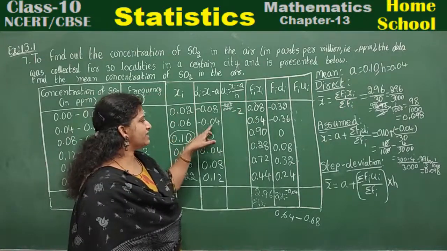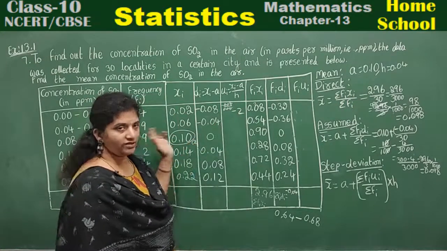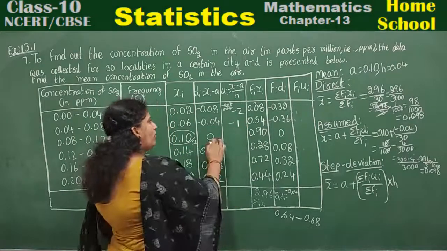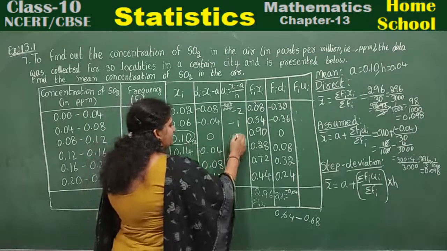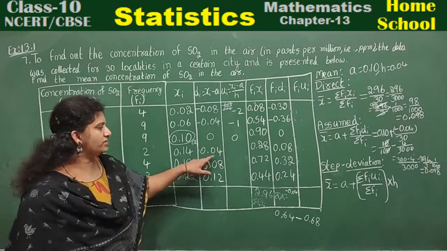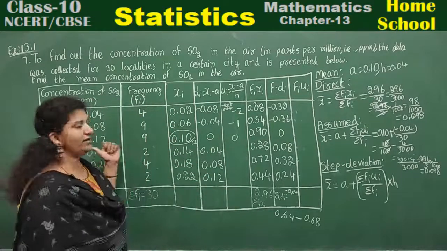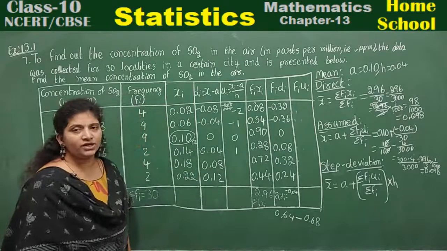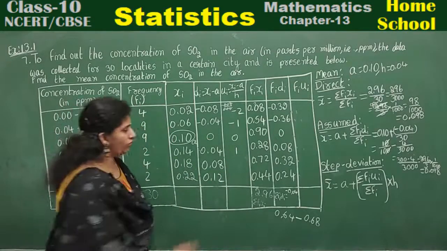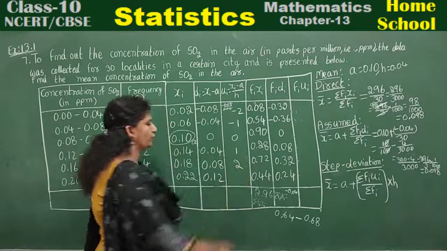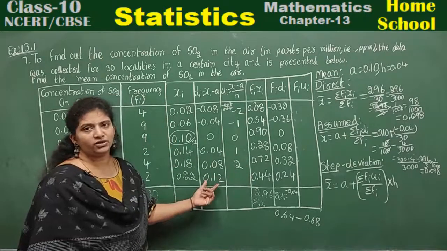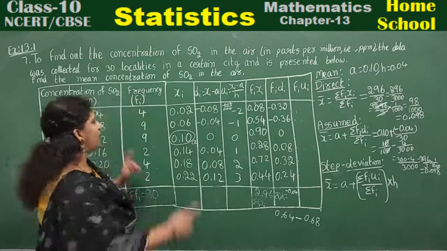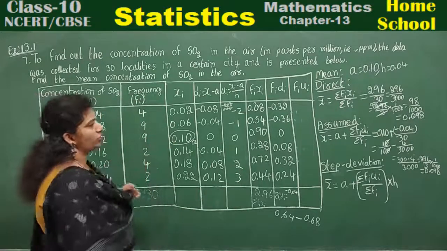Next one, minus 0.04 by 0.04. It will be minus 1. 0 by anything, 0. 0.04 by 0.04, it will be 1. 0.08 by 0.04, 4 2s are 2. 0.12 by 0.04, 3. Okay.